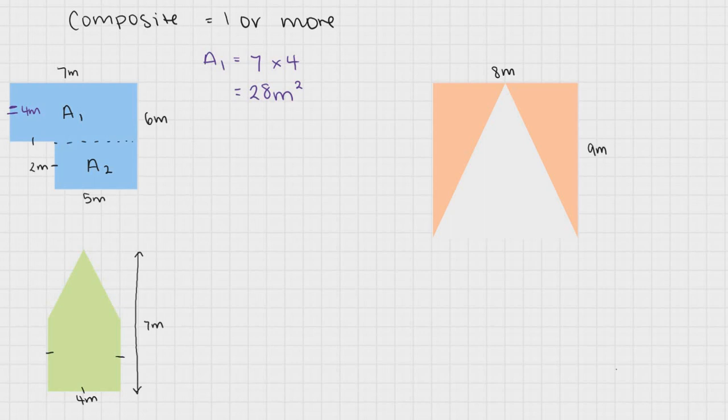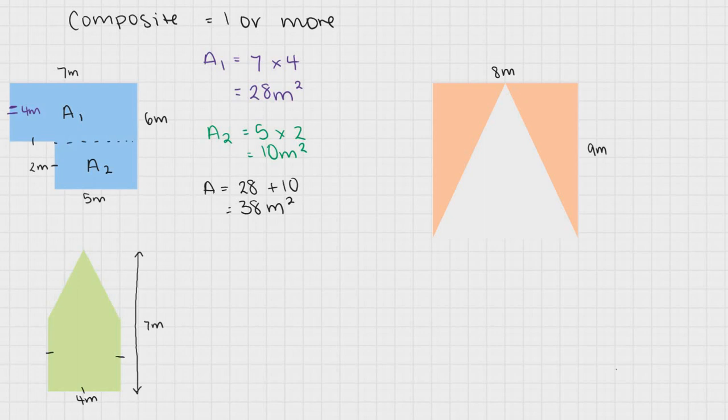Then I'm going to figure out my second area. I'm going to call this A2. And we can see there that it's got a length of 5 meters and a width of 2 meters. So that one there will be 10 meters squared. And then I just have to give my total area. We can call our total area just A, that's fine. Area 1 was 28 and area 2 was 10. So if I add those together, I'm going to get 38 meters squared.